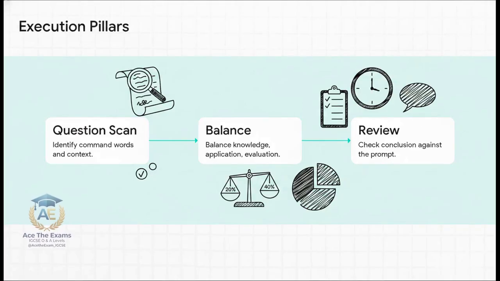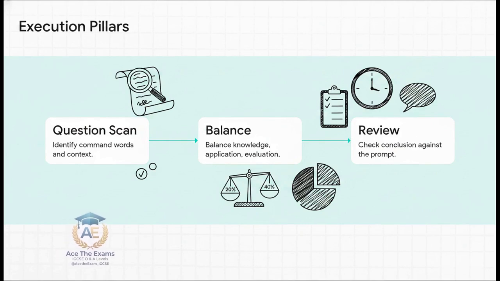Let's rapidly synthesize everything we've learned today into 3 core actionable pillars so you can execute flawlessly under time pressure. Pillar 1 is the 3-step question scan. Before your pen even touches the paper, identify the exact command word, the core topic, and the specific business context. Pillar 2 is the paragraph balance formula. Every time you write, aim for a blend of 20% pure knowledge, 40% application to the scenario, and 40% evaluative judgment. And Pillar 3 is the last 5 minutes review checklist.